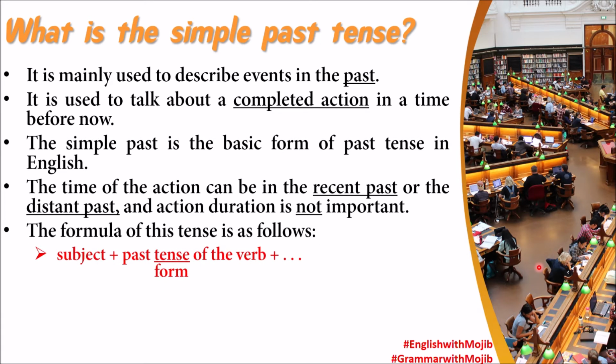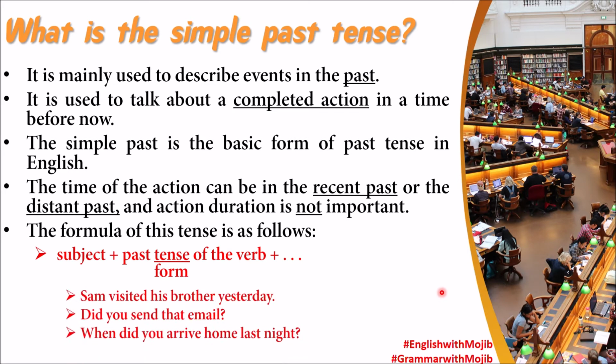Okay, the formula of this tense is as follows. Subject plus past tense of the verb or past form of the verb plus the rest of the sentence. Let's take a look at some examples. Sam visited his brother yesterday. Visited, past tense of the verb. Yesterday, past, recent past.